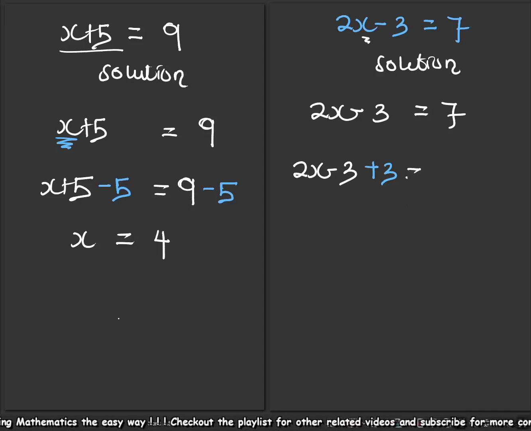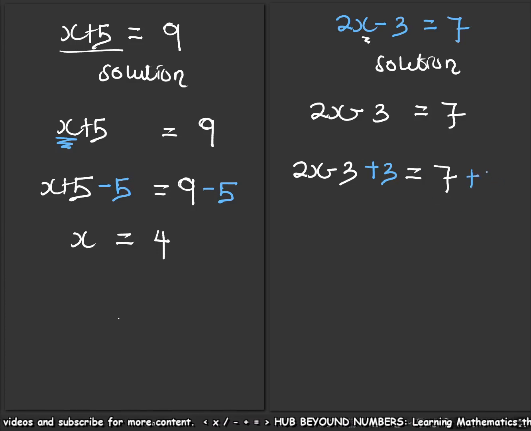Then is equal to the balancing method. Make sure whatever you do at the left hand side, you do the same at the right hand side. Whatever you do at the right hand side, do the same also at the other side. So plus 3 here, we need to do the same thing, plus 3 over here. Then from there, we do our simplification.